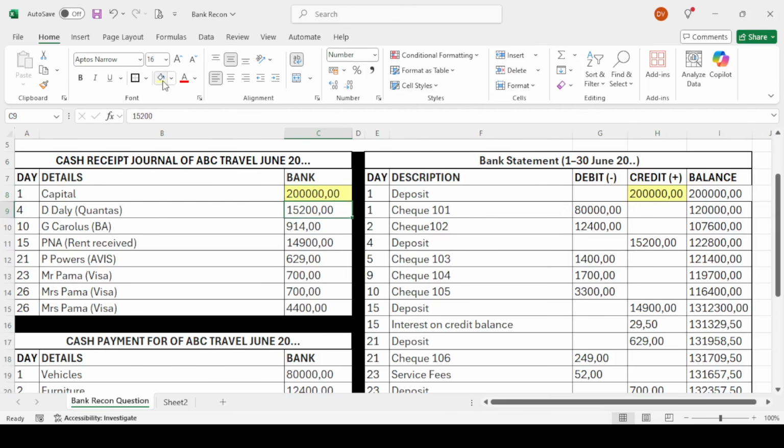Next one, do you see 15,200 Rand on your statement? Yes, you do. There it is. It's also on the 4th of the month.